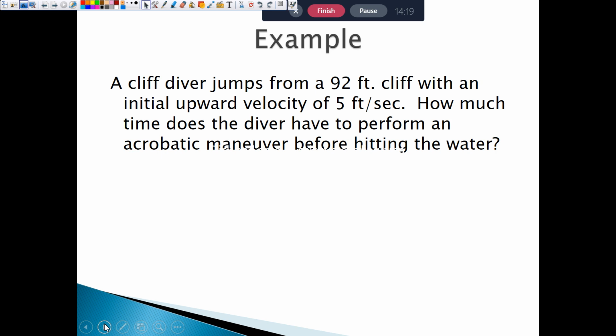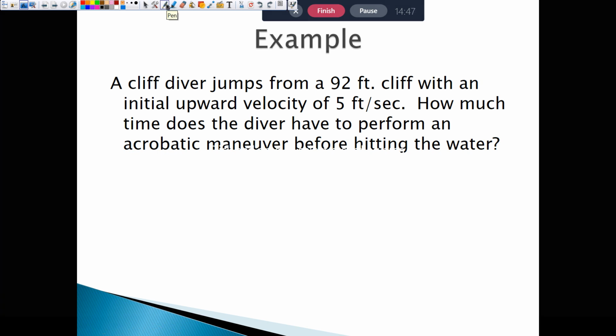Okay? So a cliff diver jumps from a height of 92, so that's my start height, with an initial upward velocity, my v, of 5 feet per second. How much time does the diver have to perform an acrobatic maneuver before hitting the water? So now we're looking for t, time. The water would be the 0. So our 0 equals negative 16t squared plus 5t, 5 for my velocity, plus 92, where our end height is at 0 because that's when the water is.